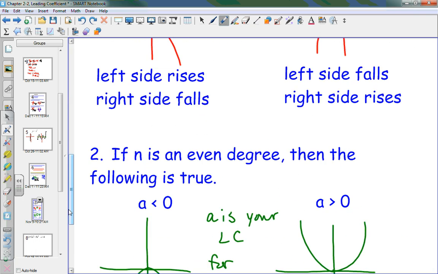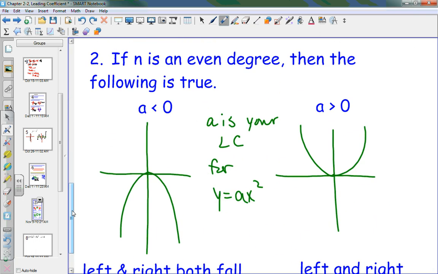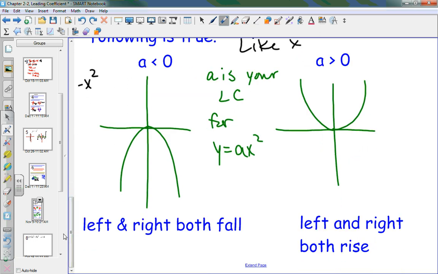Okay, now what if it's an even function? If it is even, that means it's going to look like what function? Like x squared. And if it's going to look like x squared, if a is less than 0, well, we know that looks like negative x squared, correct? Because I'm reflecting it, meaning I'm multiplying it by a negative value. That means both of them are going to fall. If I have just x squared, or x to the 4th, or anything like that, that means they are both going to rise. Do we understand that, yes or no?